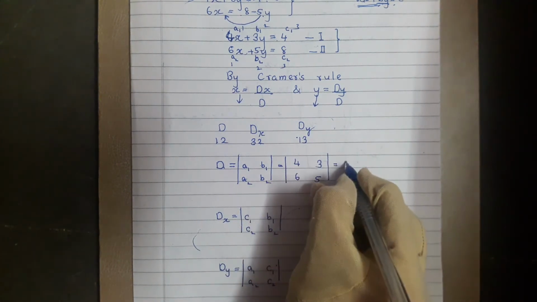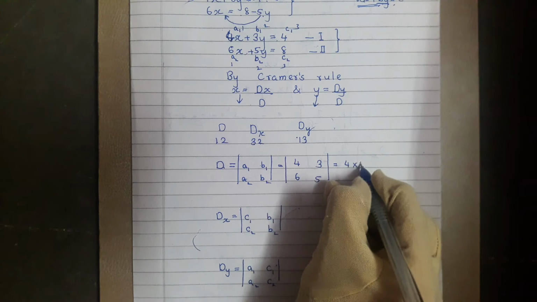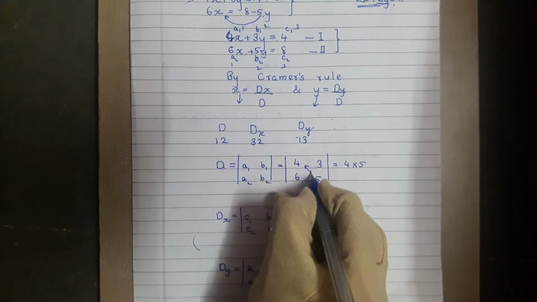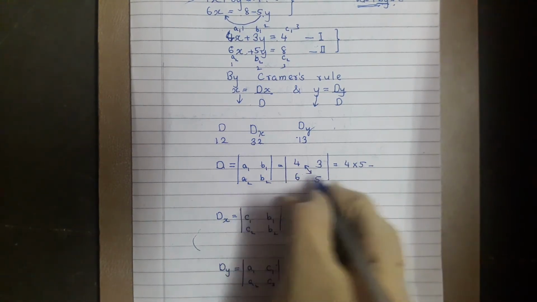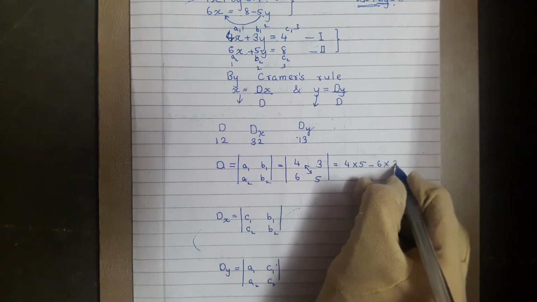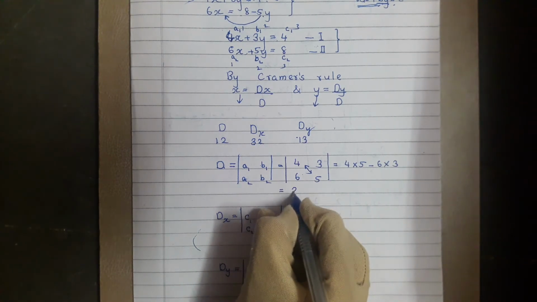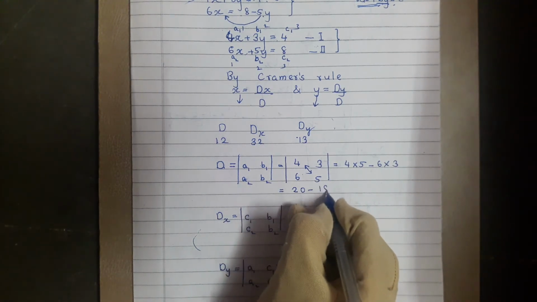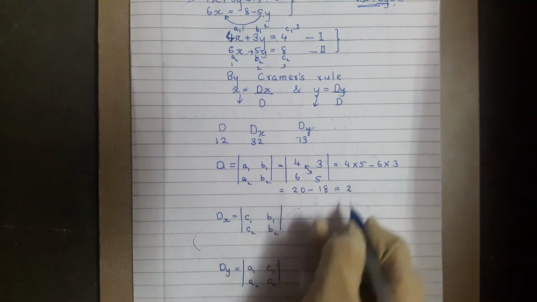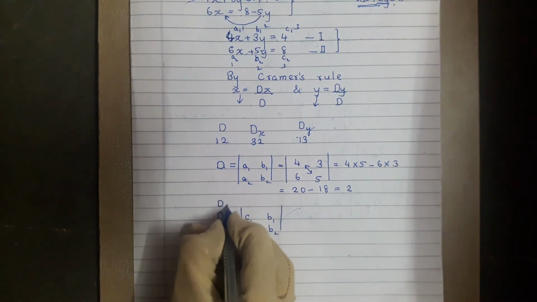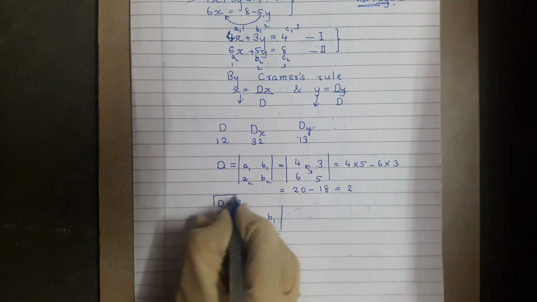We know how to solve a determinant, that is cross multiplication: 4 into 5 minus 6 into 3, which is 5 fours are 20 minus 6 threes are 18, which is equal to 2. So the value of D will be 2. Just make it a box.